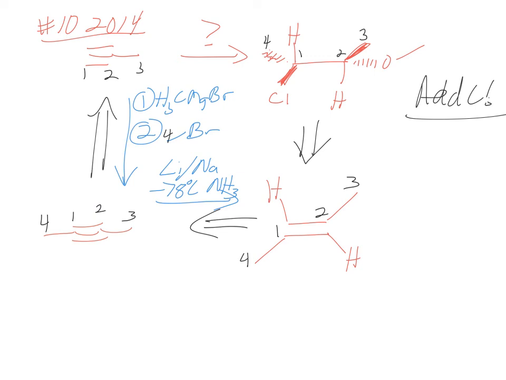Now that gives me the trans alkene. If I want to add the Cl and that O-methyl, what do I need to use? Cl2. Cl2 and methanol as a solvent. So I need this, but I also need to have an H there as well. And that would give me that product.